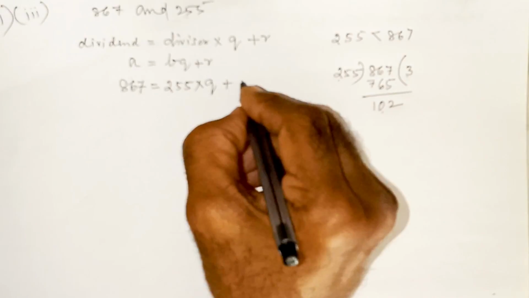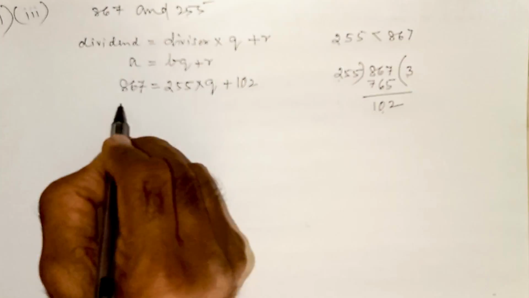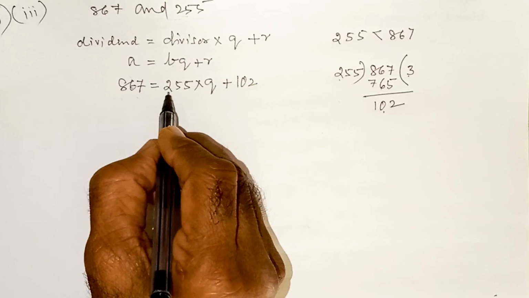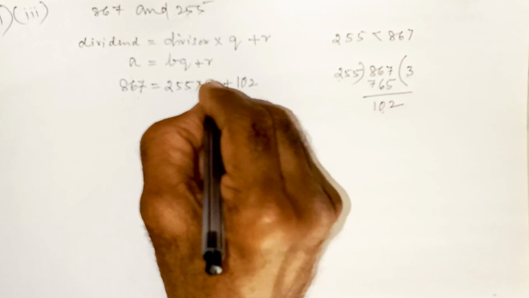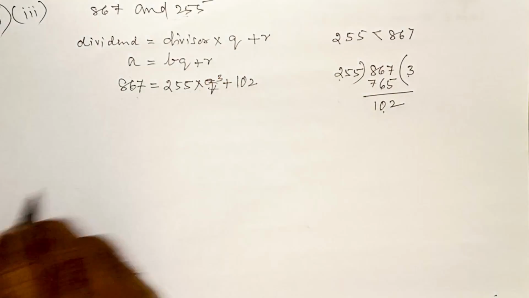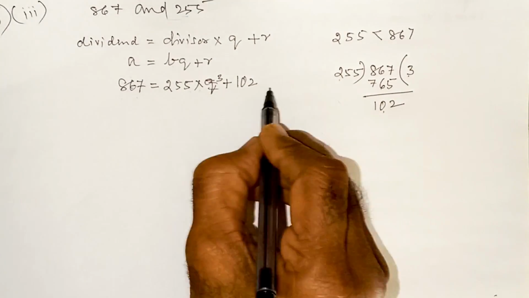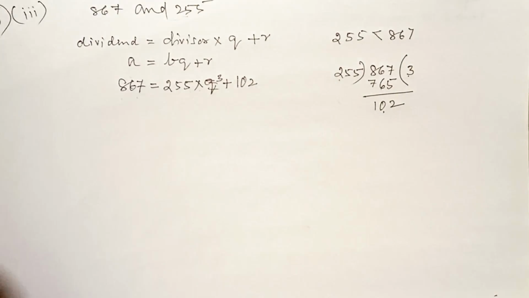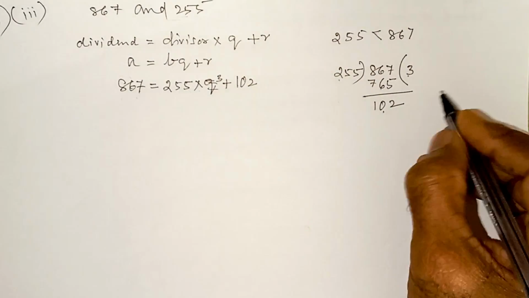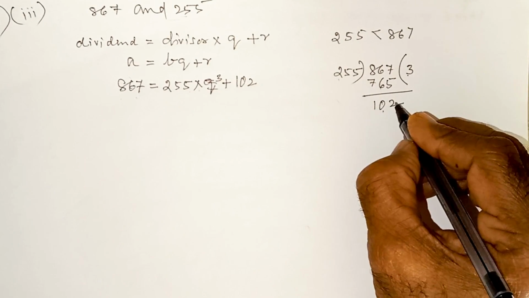Add the remainder at the last. 867 is equal to 255 into quotient. Quotient is 3 plus 102. When you simplify this, you get 867. Well, we go to the next step of the question.